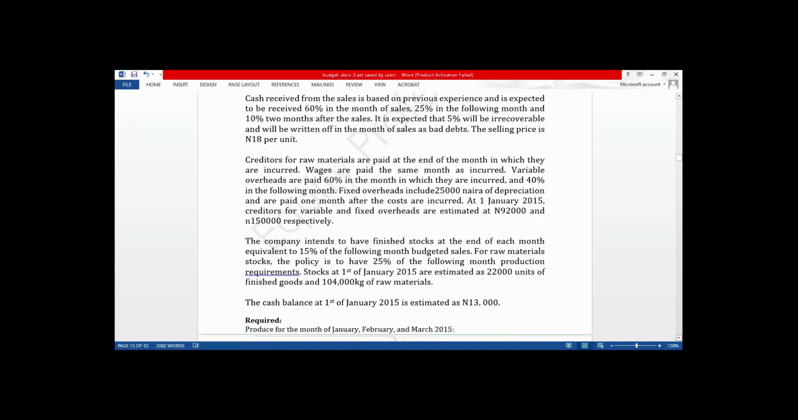Next, the company intends to have finished goods at the end of each month equivalent to 15% of the following month budgeted sales. For raw material stock, the policy is to have 25% of the following month production requirements. Stock as at 1st of January is estimated at 22,000 units of finished stock and 104,000 kg of raw material.